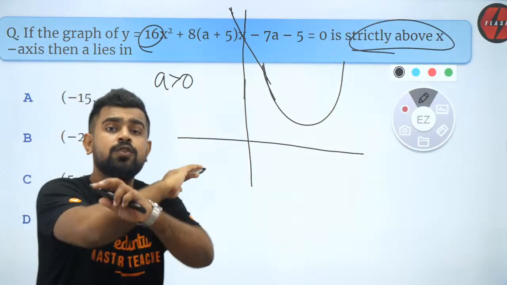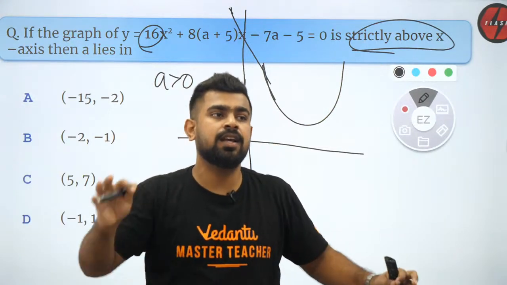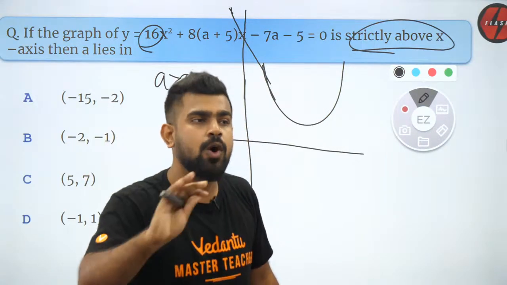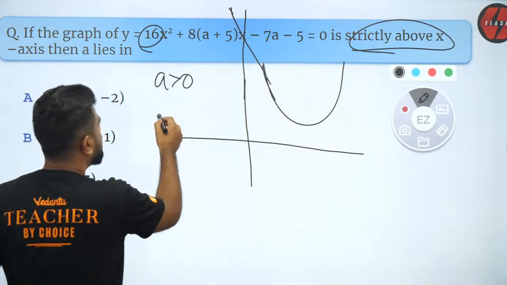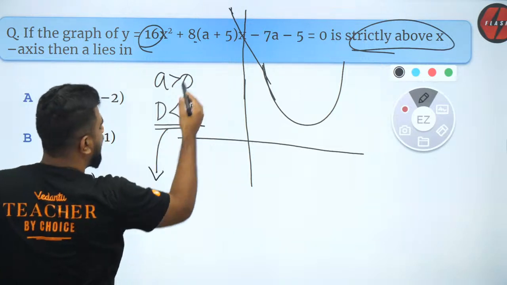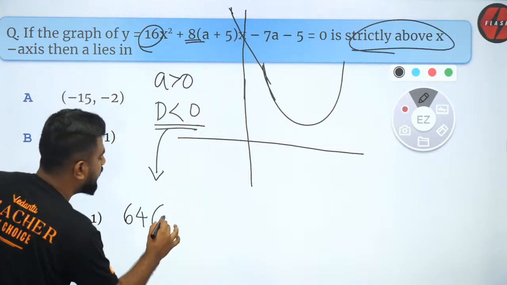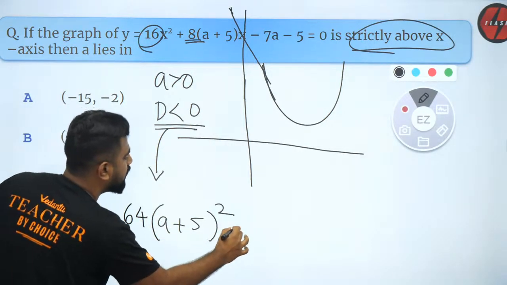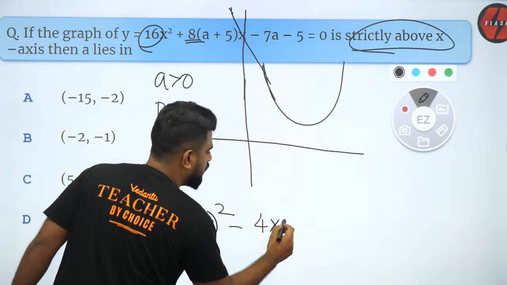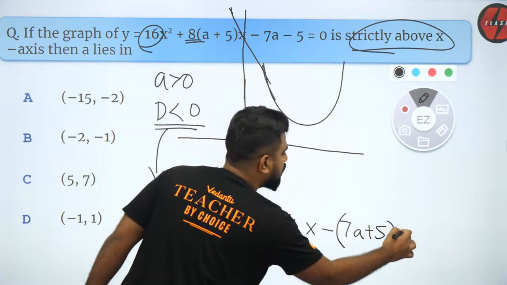That means there is no intersection with the x-axis. If there is no intersection with the x-axis, then there is no solution, no roots. If there is no root, then it will be like this. So that means your discriminant is less than 0. What is your discriminant? Discriminant is b square. B square is 64 because 8 square is 64, into (a plus 5) the whole square, minus 4 into 16 into minus of (7a plus 5). That should be less than 0.